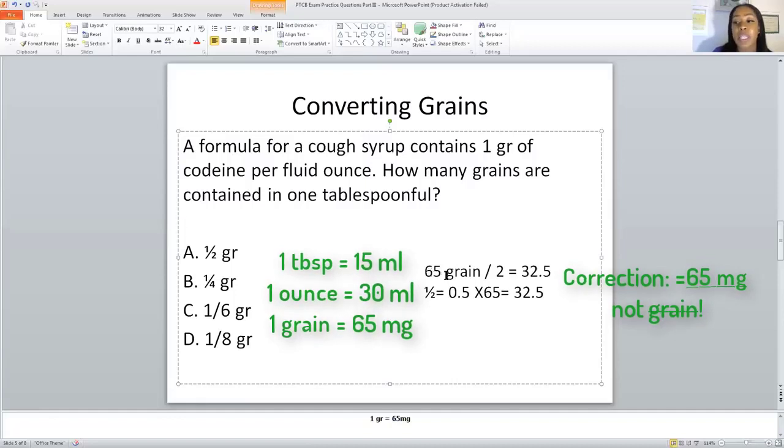So again, we did 65 grains divided by two, and we did that because a tablespoonful is half of a fluid ounce, okay? 15 can go into 30 twice, right? And then once we did that, we got 32.5, which was our answer, but we needed to find out what the answer was in fractions, okay? This was the easier way to do it for me. And we did one half, which gives us 0.5, multiplied by 65, and that gave us 32.5, and our answer is A, okay?